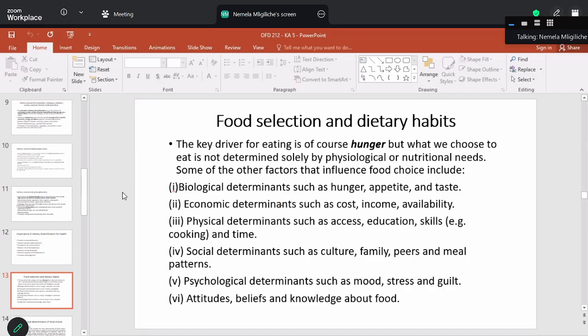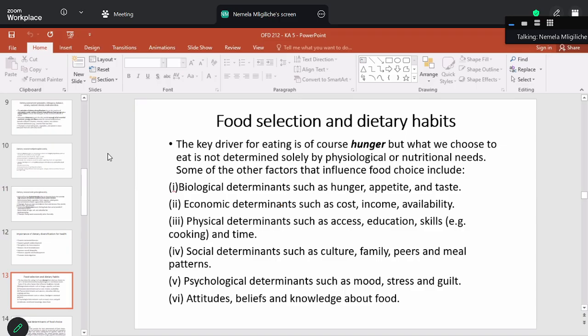Let's proceed to food selection in dietary habits. Normally, the key driver of eating is, of course, hunger. When you're hungry, that's when you want to eat. And normally, this is not determined by physiological nutrition eating. Sometimes we don't consider our physiology and nutrition needs. We just eat any types of food.